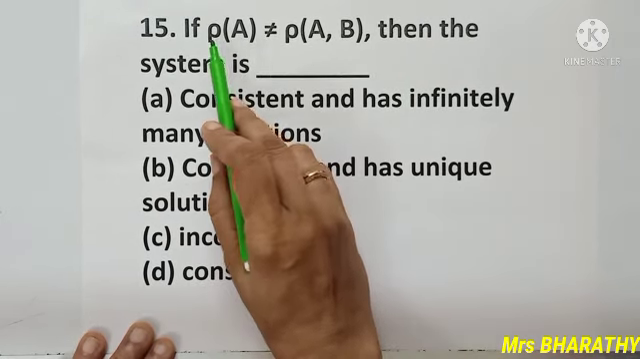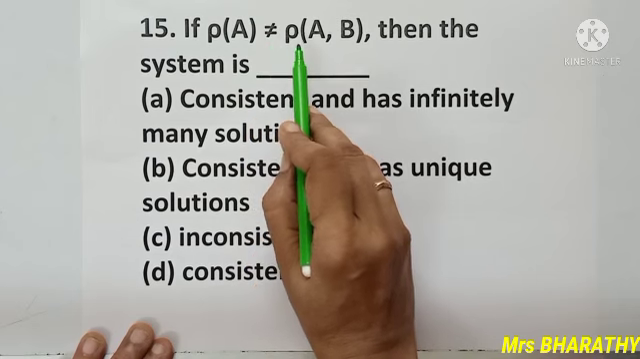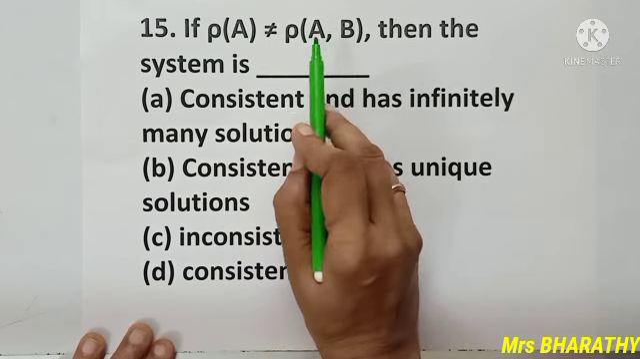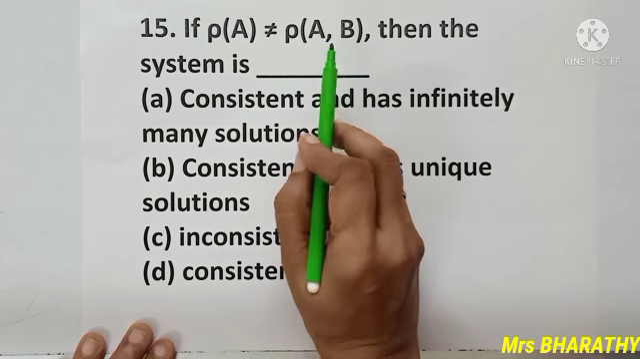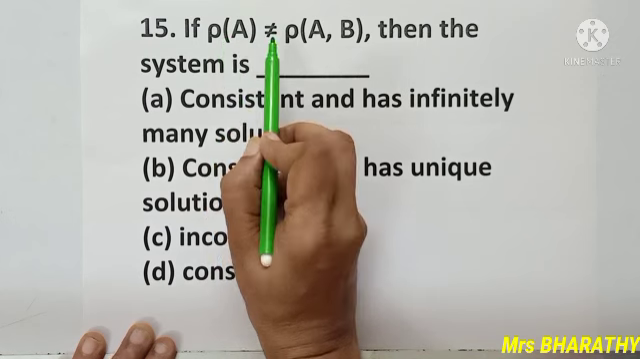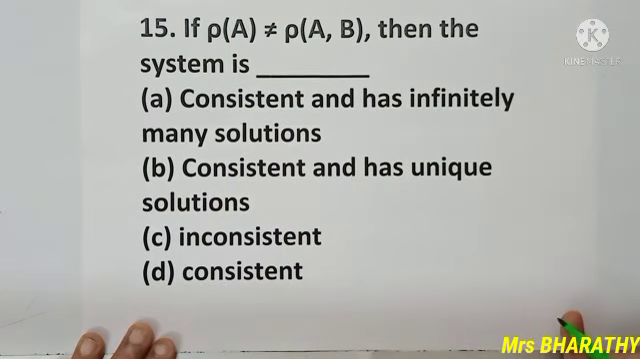Question number 15. Row of A not equal to row of AB. Immediately we will say inconsistent, no solution. Whenever row of A is not equal to row of AB, inconsistent. So that is the right option. The right choice is option C.